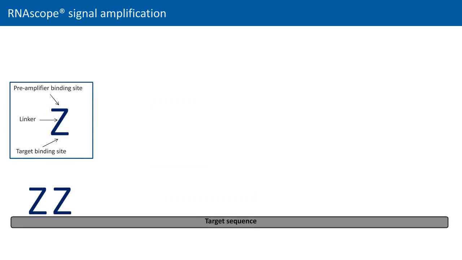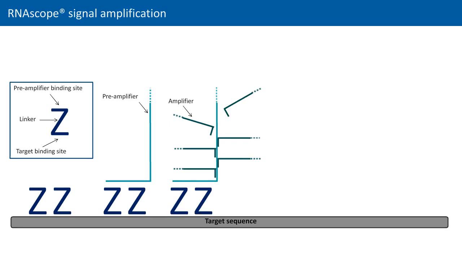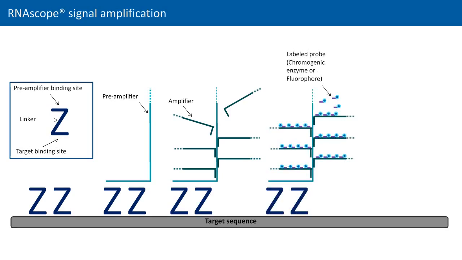The second key feature of the RNAscope technology is the actual signal amplification. As mentioned, after hybridization with the target RNA, each Z pair creates a binding site at the upper portion of the Z for the signal preamplifier to bind. Each preamplifier can bind multiple amplifiers, and each amplifier can further bind multiple labeled probes. Labeled probes can contain a chromogenic enzyme such as HRP that generates a visible signal after chromogenic reaction with a substrate such as DAB, and then it can be visualized under a bright field microscope, or labeled probes can also contain fluorophores to visualize the signal under a fluorescent microscope.